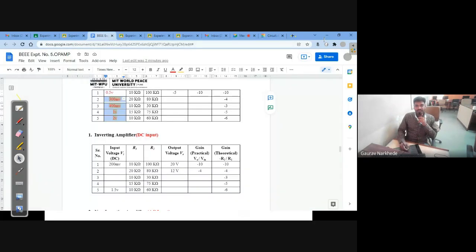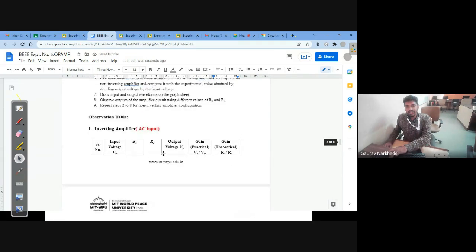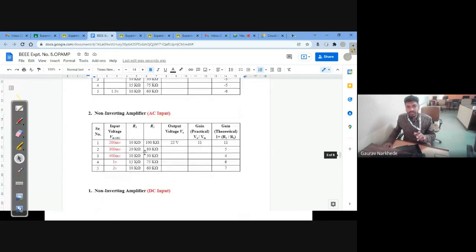So here also we can just write it down properly. Let us say that my input is 0.4 volts, or you can say 400 millivolts, okay. And with this, what was my R2? R2 was 10, R1 was 1, and then theoretical gain is minus... this is inverting, right? Okay, this is non-inverting, okay. Non-inverting with DC input, okay.